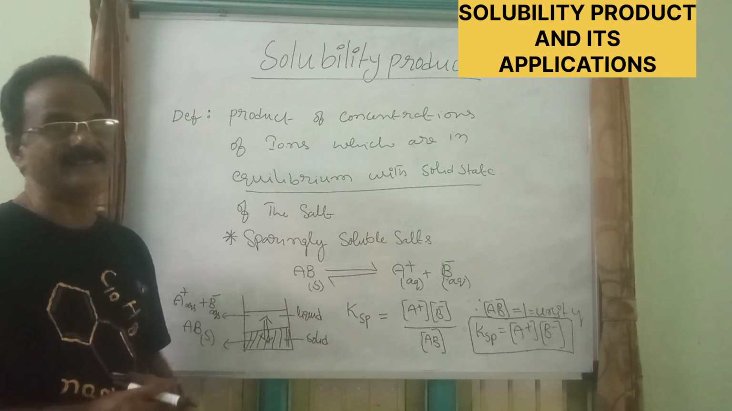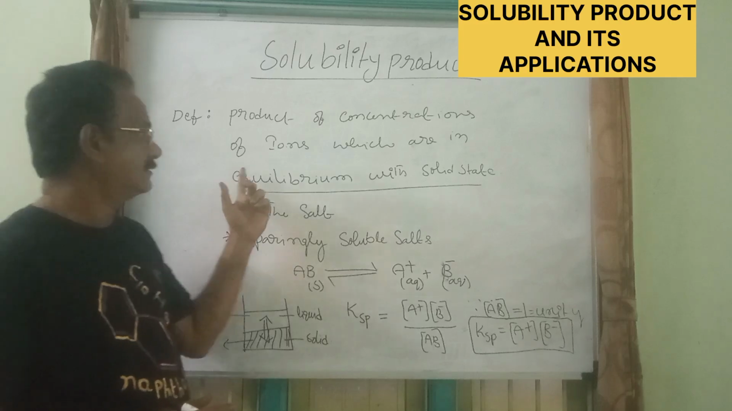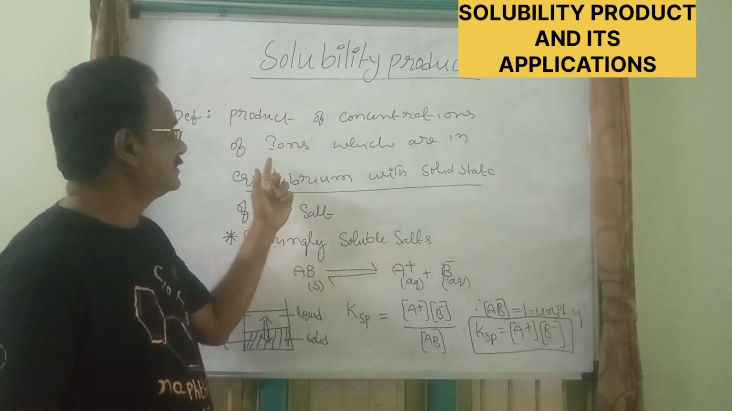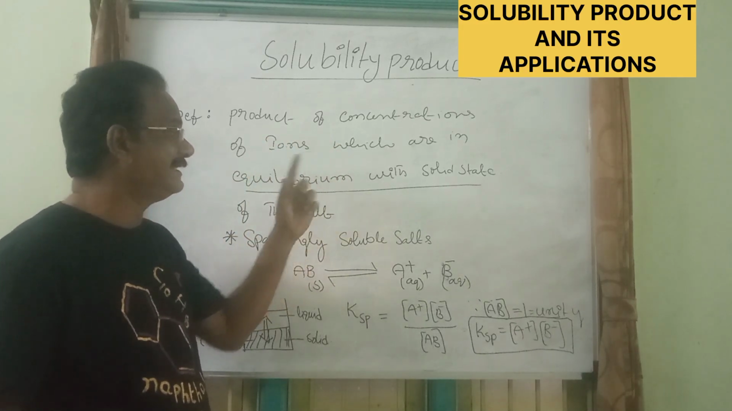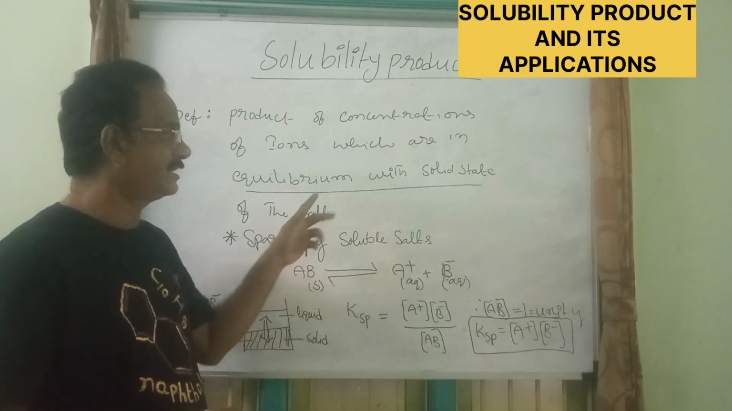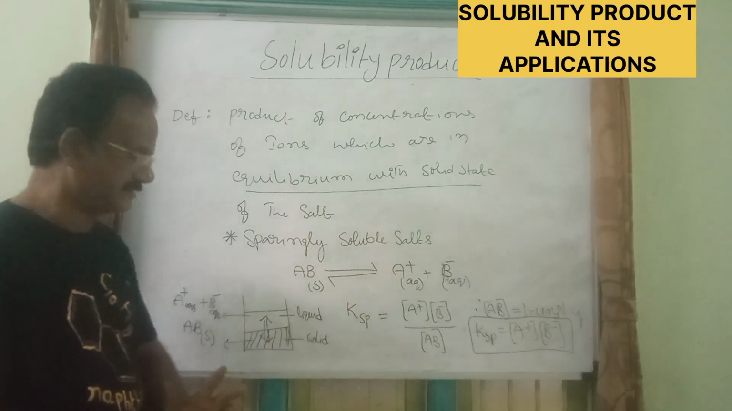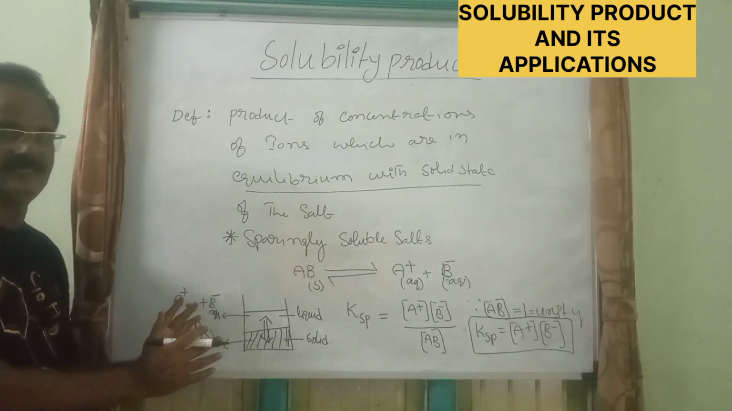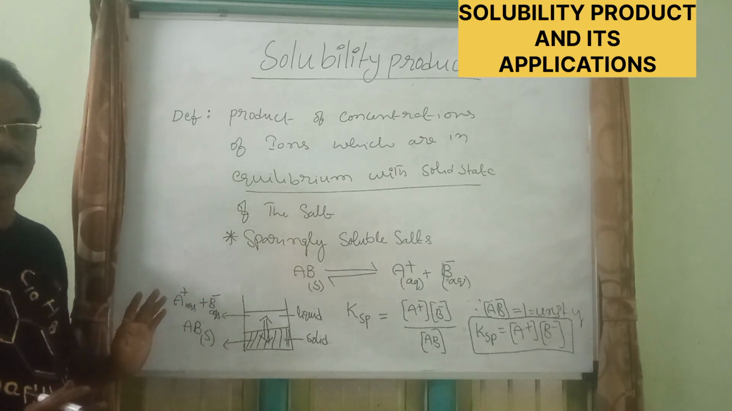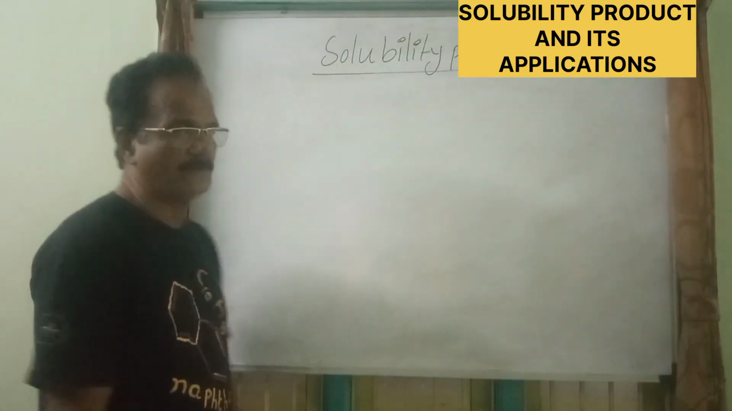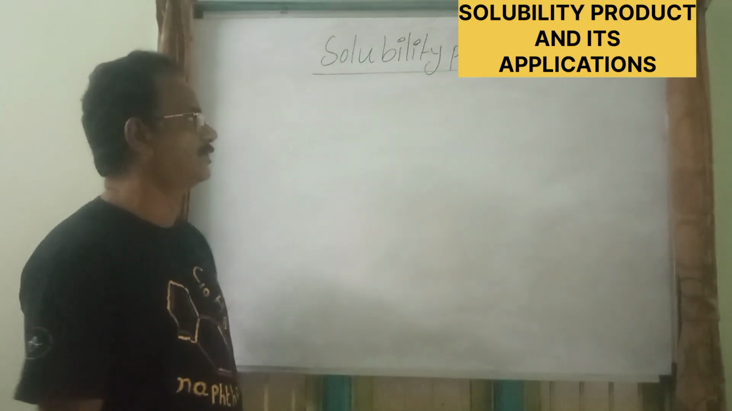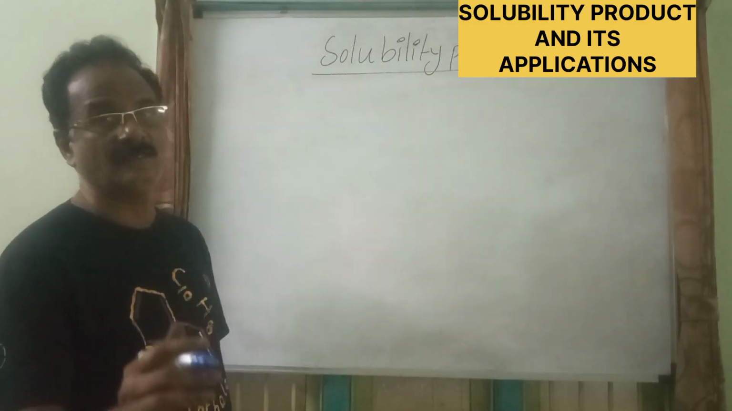Here the important thing is the product of concentrations of ions which are in equilibrium with solid state. Okay, which are in equilibrium with solid state. By observing this illustration, you can get clarity. Is it clear?